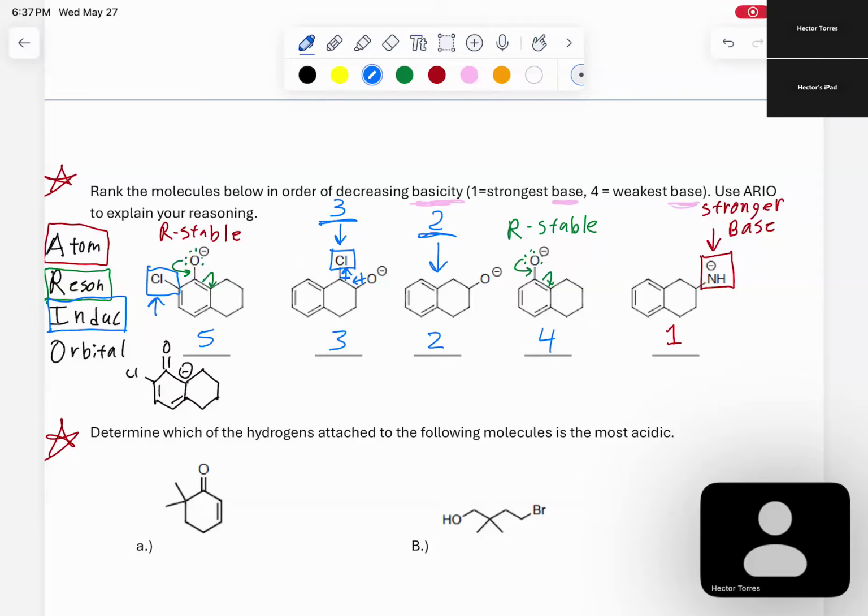Okay, so that's how we're going to use ARIO to be able to understand if a base is weaker or stronger. And again, practice with this a little bit just because it's the opposite of what we usually do. Most of the time we're looking at acids. So this one, we're thinking of it in reverse. We're thinking about which one is least stable, whereas in acids, we're looking at which one's most stable.